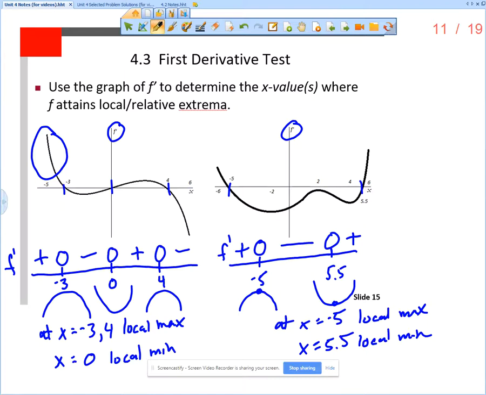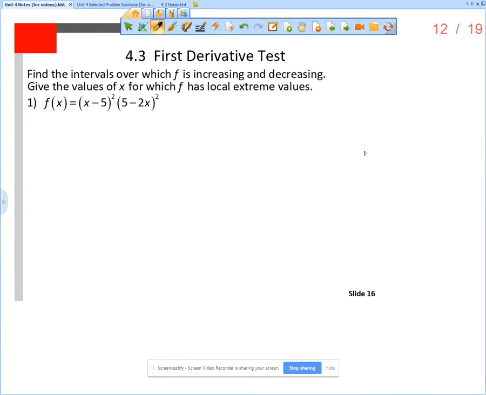All right, so now, what's the next step? Well, now we need to be able to evaluate that analytically. So slide 16 says find the intervals over which f is increasing and decreasing, and give the values of x for which f has local extreme values. All right, so we're given a function f of x.